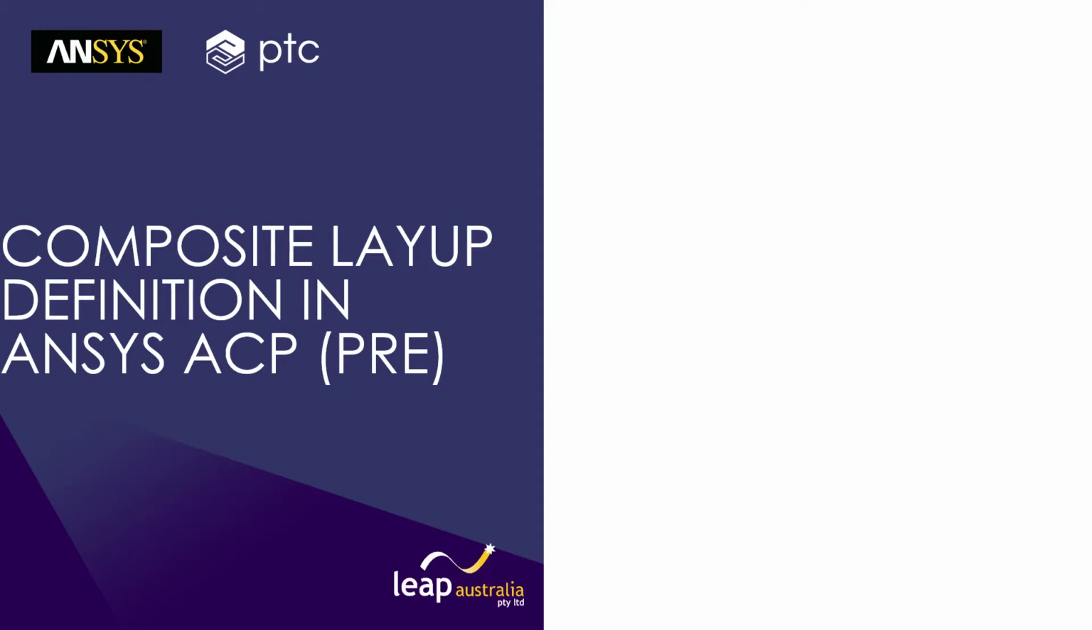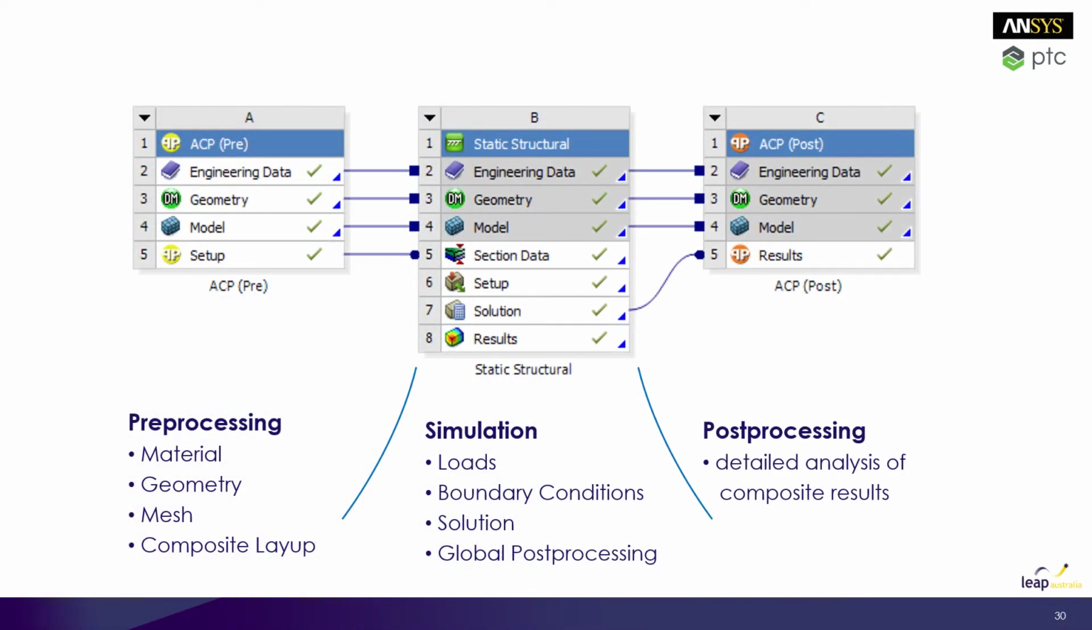This is the real bulk of this training, looking at the ACP preprocessor. So we have our geometry, we have our mesh and fabric shapes, and we feed it into the preprocessor. This is where we're going to define our layup order, our fabric shapes, our reinforcement areas, feed that into our simulations, and then post-process it through the ACP post-processing module.